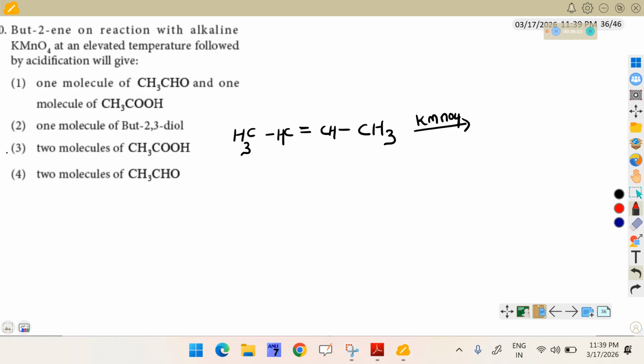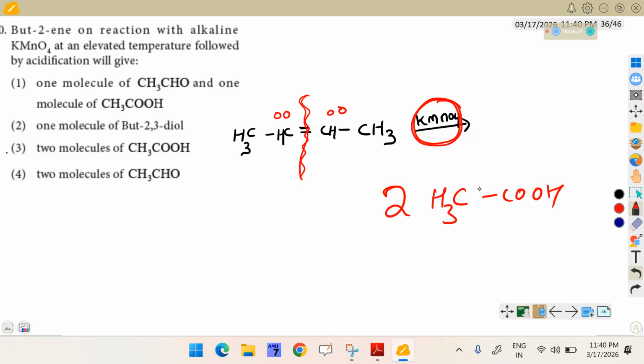On reaction with alkaline KMnO4 at an elevated temperature followed by acidification, alkaline KMnO4 acts as an oxidizing agent. It breaks the bond between carbon and carbon. Strong oxidizing agent, add 2 oxygens on both sides. Then it gives 2 moles of CH3COOH molecules. Third option is the correct option.